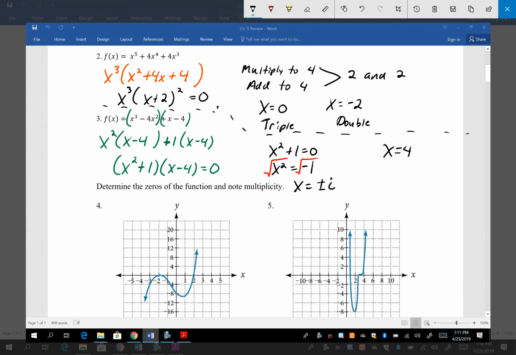So these are 3 single roots: i, negative i, and 4. That's something that probably won't happen tomorrow, but that's a really good thing to know in your brain when you go to college.